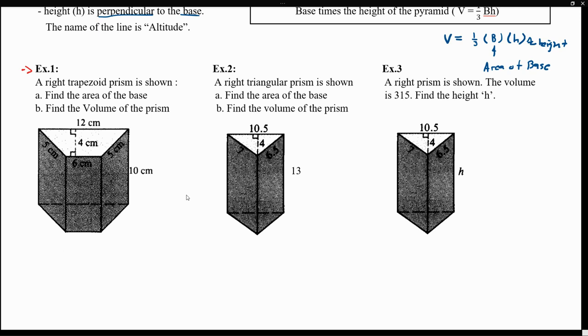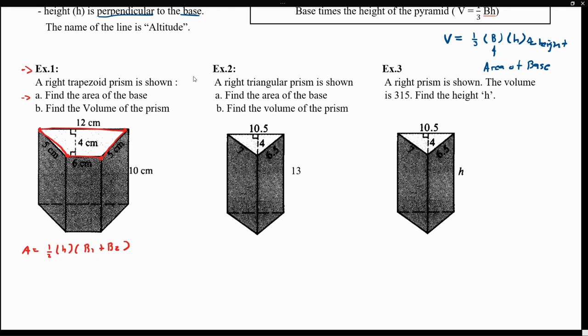So at first, here we have a right trapezoid prism. Now the first thing that we want to do is find the area of the base. So let's identify the base. The base, in this case, is the actual trapezoid that we have here. So this is my base. Remember that the area of a trapezoid is always going to be equal to 1/2 times the height times the addition of both bases.